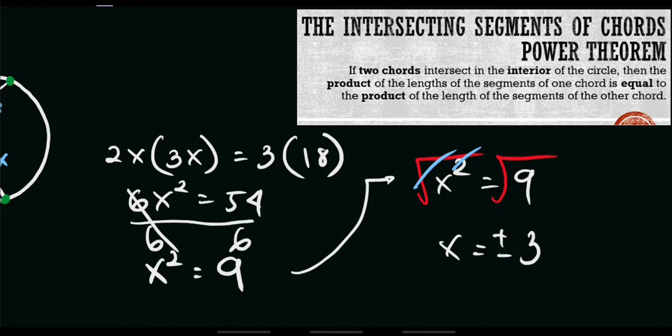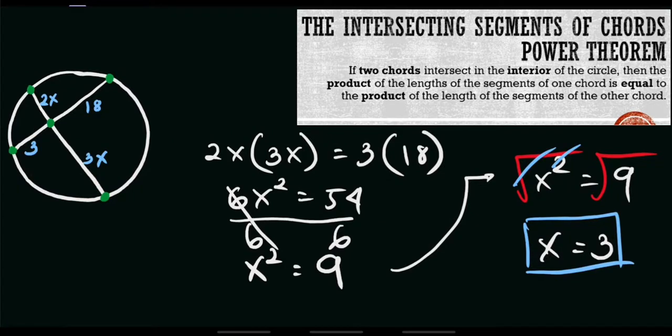Pero since we're dealing with segments, wala kasing negative na segment, or length. Kaya di-disregard natin yung mga negative values, and then palagi tayo mag-focus sa mga positive numbers lang. So we have x equals to positive 3, and that's it. So yun yung pinaka-answer natin for this given problem. So x is equals to 3.